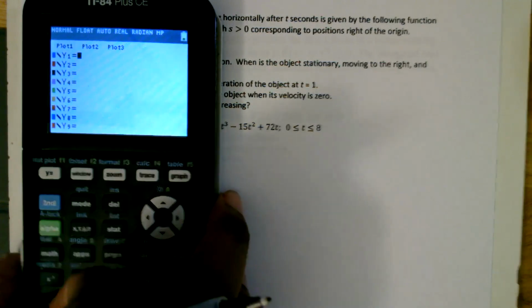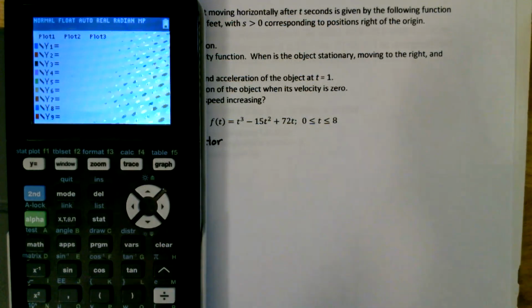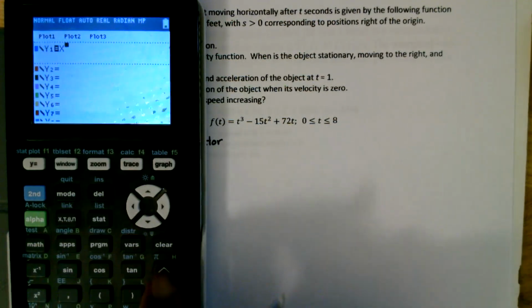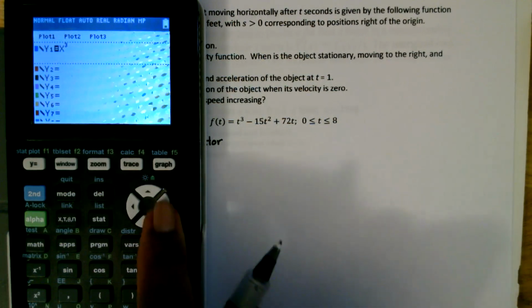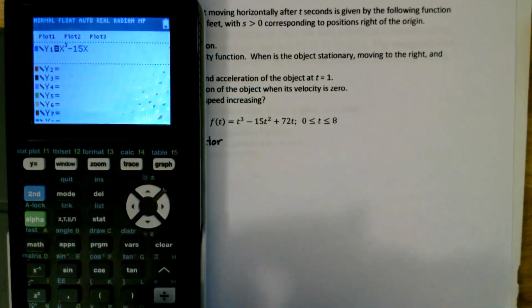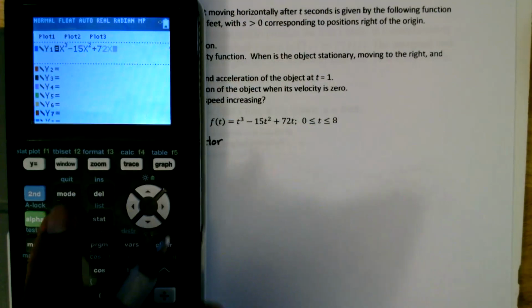So in this case here, I have f of t is equal to, the t's will be treated like x's, so the x, and then use your hat key and then type in the number 3 for the x cubed, minus 15, get your x and then square it, plus 72x.